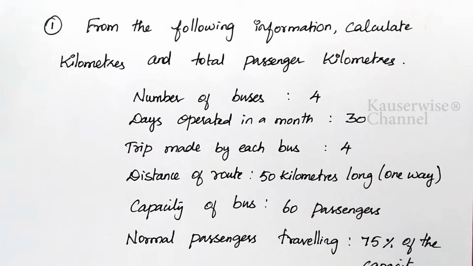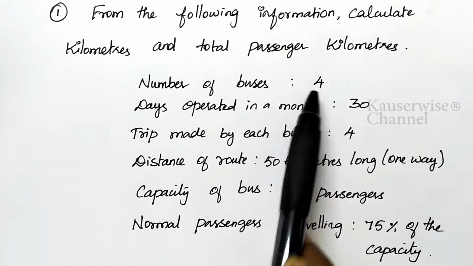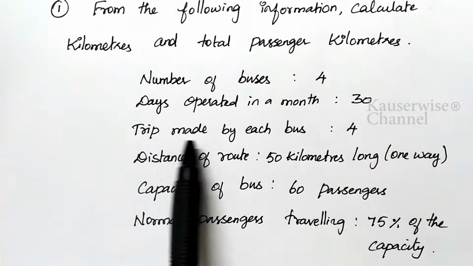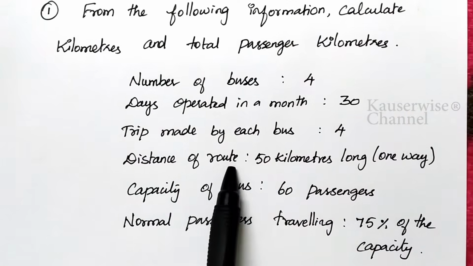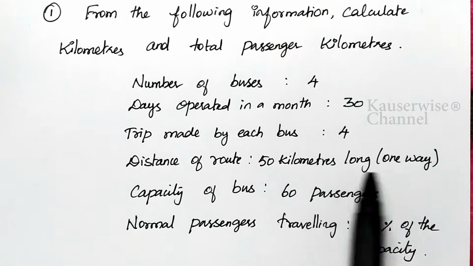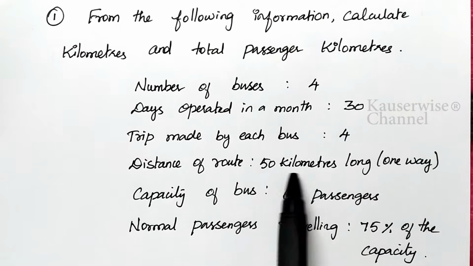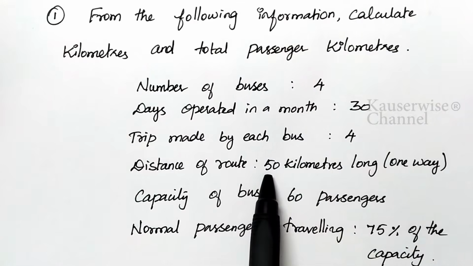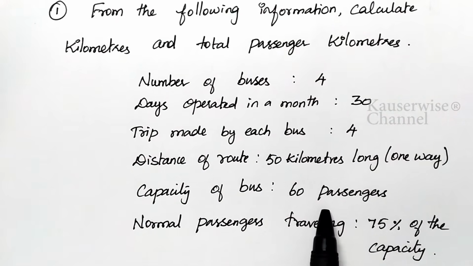See, some information is given. The first one, number of buses, 4. Days operated in a month, 30 days. Trips made by each bus, 4. Distance of route, 50 kilometers long one way. If we take to and fro, it will take 100 kilometers. So one way 50 kilometers, two way 100 kilometers. And the next one, capacity of bus, 60 passengers.